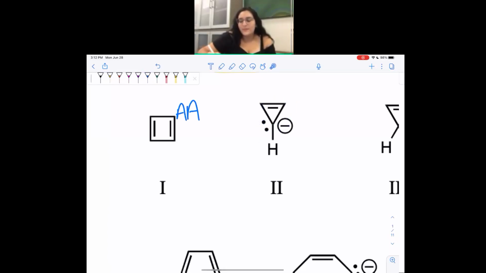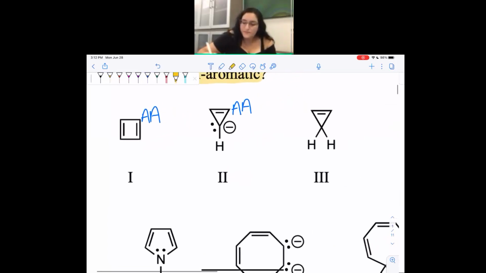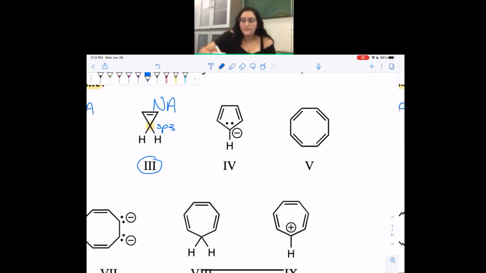This next one, we see it's cyclic planar, fully conjugated. It has the negative charge, so this lone pair. So we have 2, 4 pi electrons. 4 pi electrons equals anti-aromatic. Oop, we found an sp3. So we know this is non-aromatic. So I'm just going to circle. If we move over here, 2, 4, 6 pi electrons, we know this is aromatic.